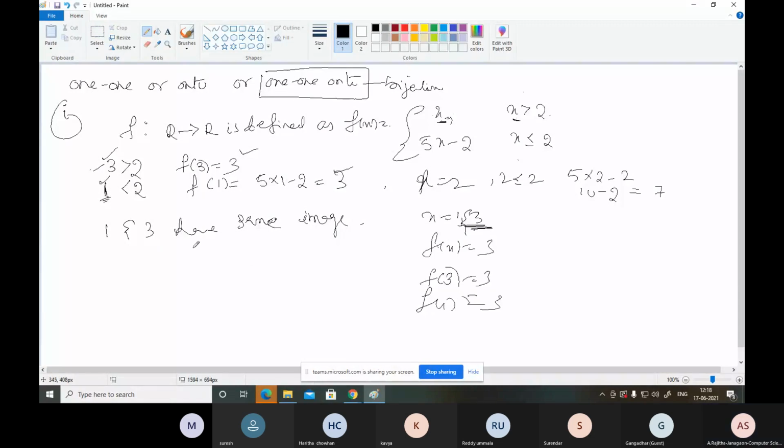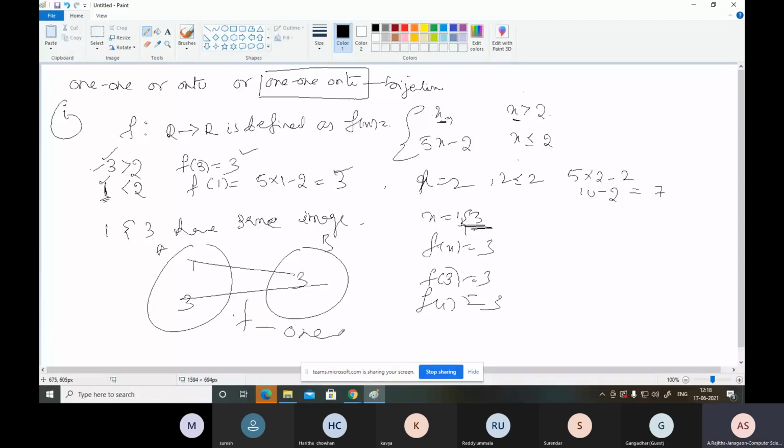This is A, so this is B. 1, 3, so here 3, like this. So this is not 1-1. And coming to the onto function, you can check whether this is an onto function or not.